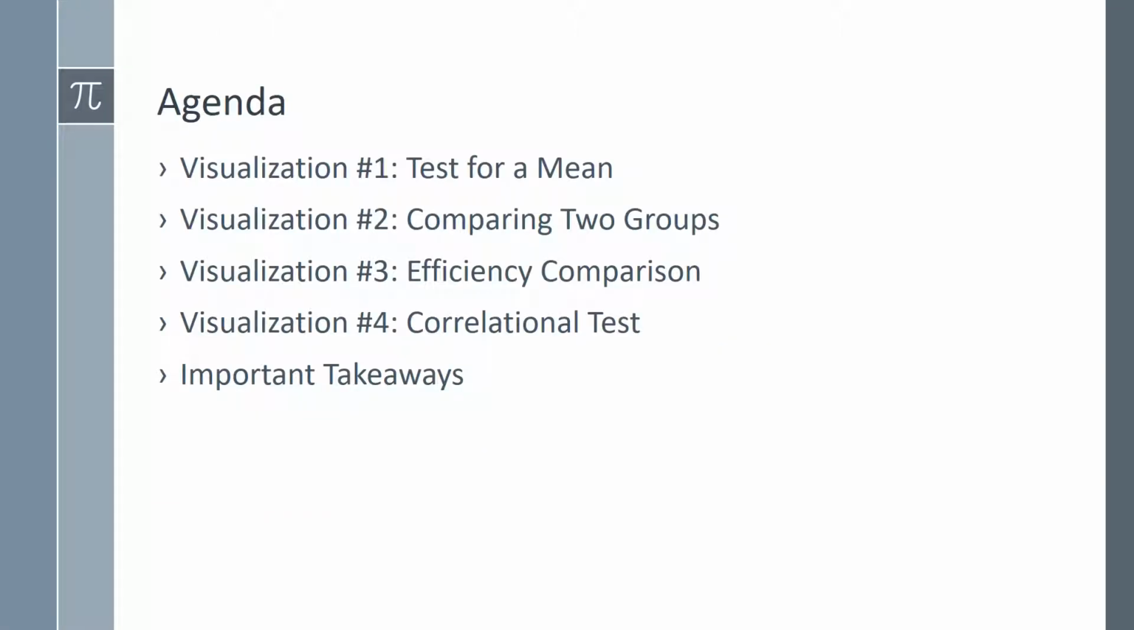The agenda of this presentation: we will talk about an example when we test for a mean. Then we will go to an example when we are comparing two groups. Then we will speak about the efficiency comparison. Then we will present the correlation test. And finally, we will talk about important takeaways when we are making our hypothesis.